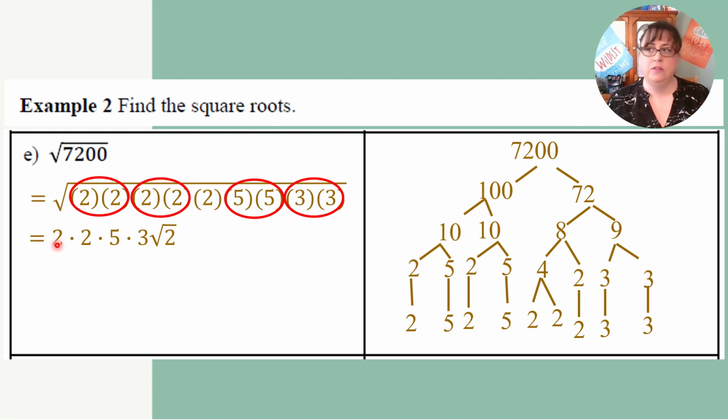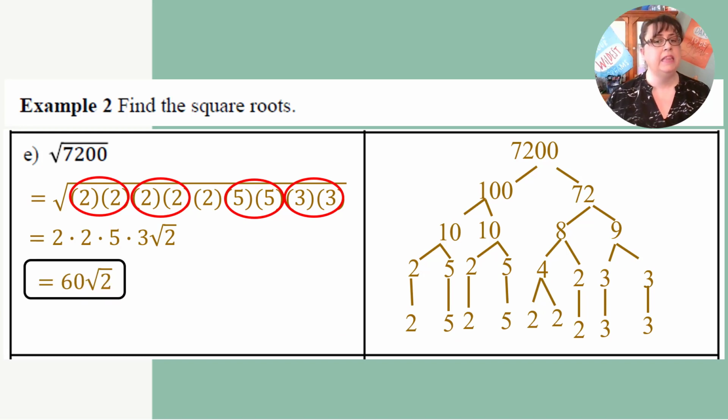So now we're going to do 2 times 2 times 5 times 3. When I do those quickly, I get 60, and then that square root of 2. That square root of 2 is this one right here. It didn't have a twin. So sometimes we're going to end up with things that can't come out of the square root. Why? Because it didn't have the twin. It's not a perfect square.